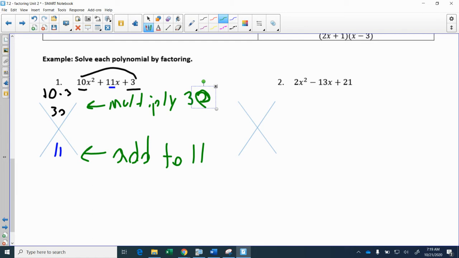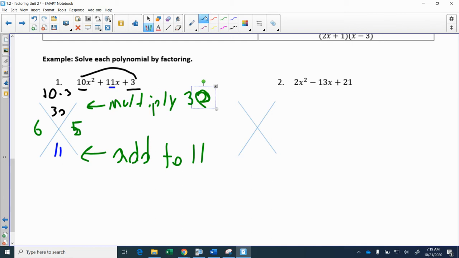I've got to think of the two numbers that go on the sides that multiply to 30 and add to 11. If you take the time to think about it, you have to do a little bit of guess and check. You have to work through the problems. We end up getting the two numbers 6 and 5, which makes sense. 6 times 5 is 30, and 6 plus 5 is 11. So those both check out. Once I get that step done, my X is completed.